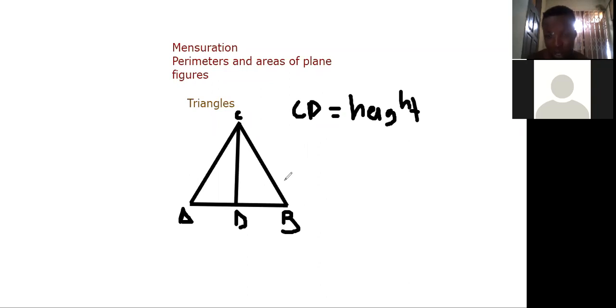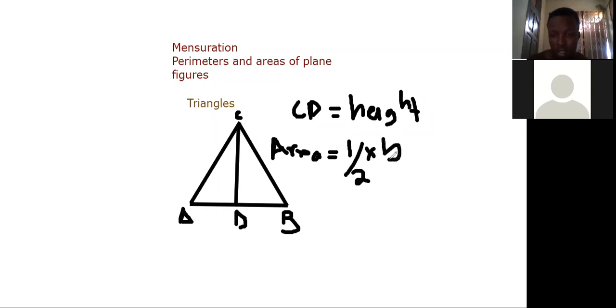I hope we agree. Now, if we have to find the area of the triangle, the area is given by half of the base, where the base is from here to here. Don't forget that the height divides this into equal parts. So half of the base times height will give you the area of a triangle.